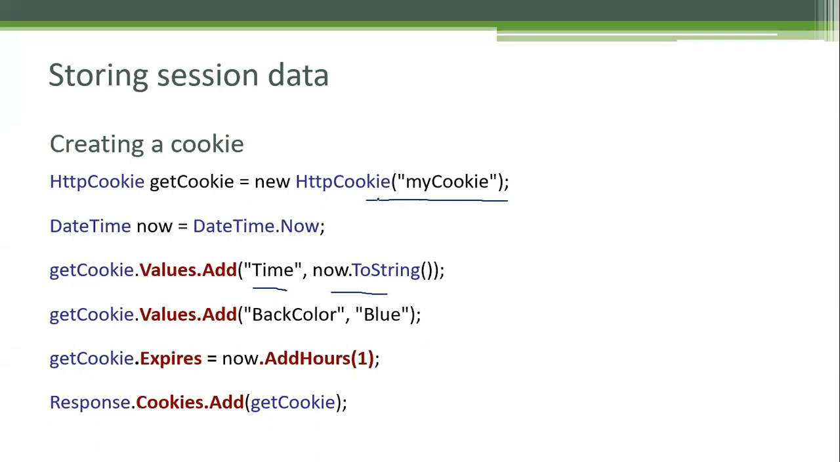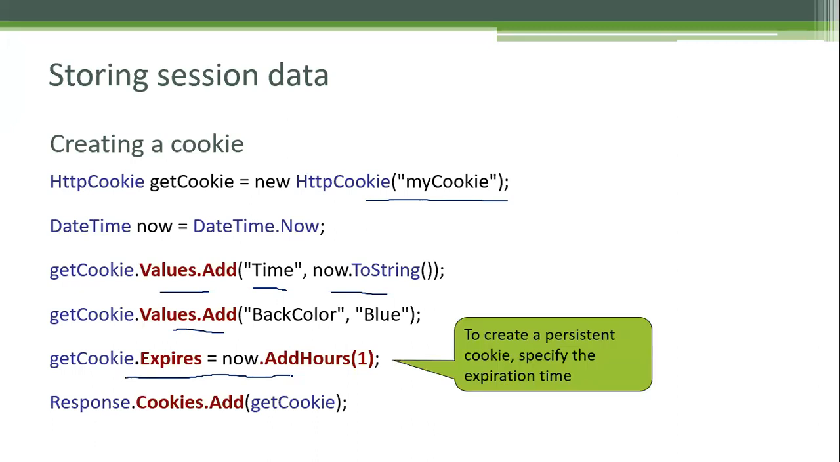Okay. So this way we will mention the cookie name, and with Values.Add we can add a key value pair. So in each cookie we can add multiple values. See here, that is the difference. Time.Now.ToString, BackColor blue, like this. So we can set the expiry time. To create a persistent cookie, specify the expiration time. If we set 1 hour, it will be available for 1 hour, even though we close the browser. Then we add it to Response.Cookies.Add.